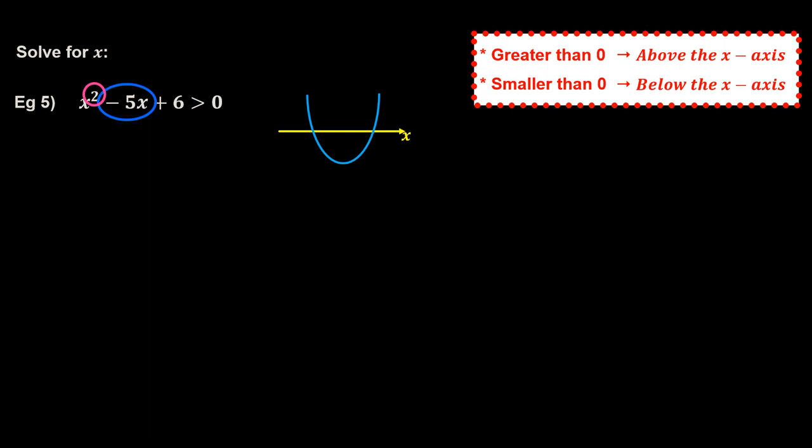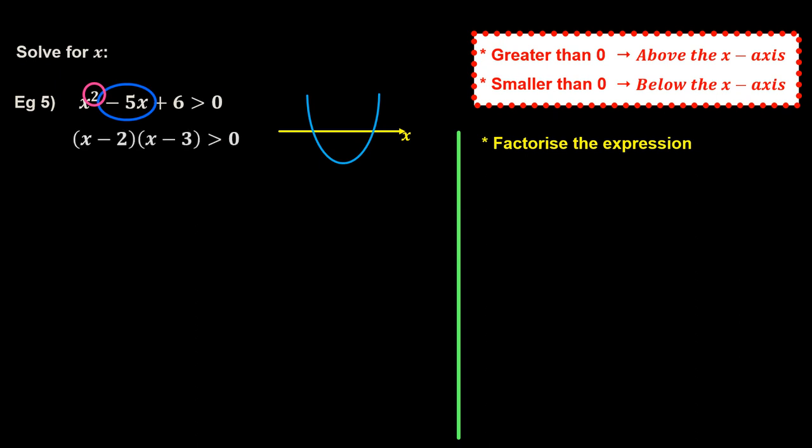So to figure out solutions to that, I would first need to factorize the expression. Now this is a trinomial, and you have been practicing factorizing trinomials for a little while now. This will be x minus 2 and x minus 3. And the solutions to that equation or inequality will be 2 and 3.